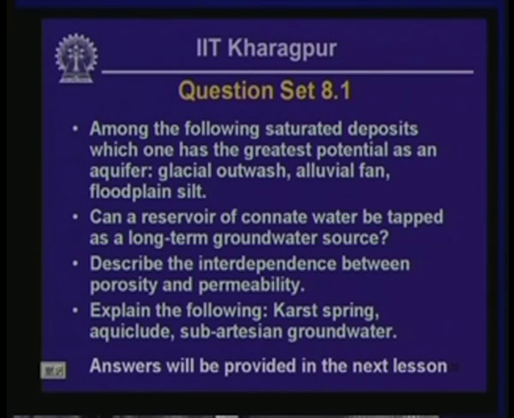We wrap up this particular lesson with a question set. The first question is, among the following saturated deposits, which one has the greatest potential as an aquifer? Glacial outwash, alluvial fan, floodplain silt. Second question, can a reservoir of connate water be tapped as a long-term groundwater source? Third question, describe the interdependence between porosity and permeability. And the fourth one, explain the following terms: karst spring, aquiclude, and subartesian groundwater.